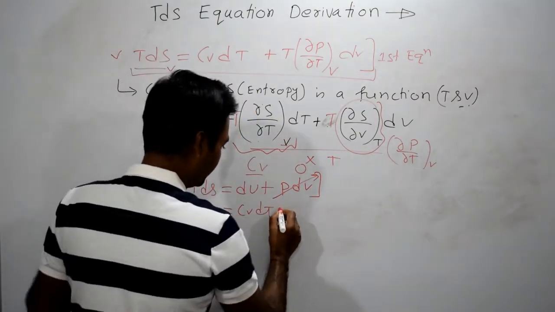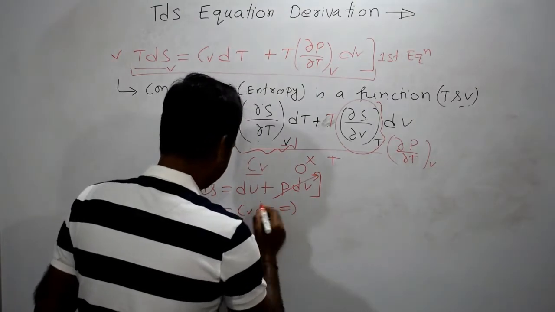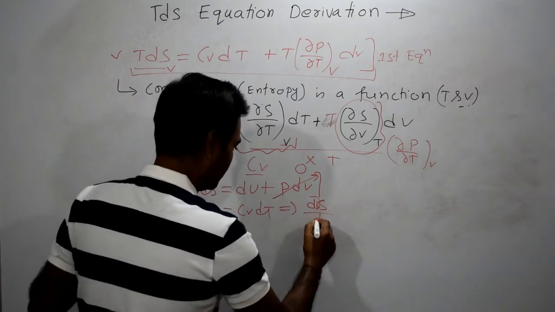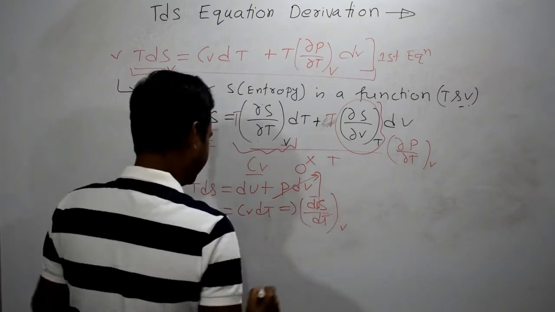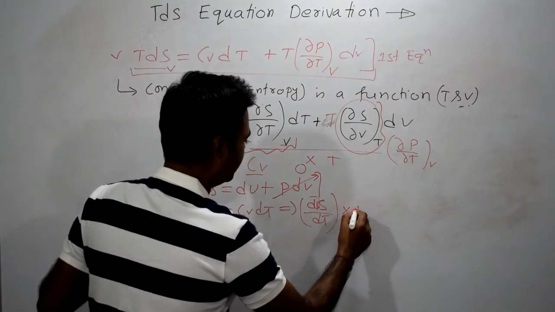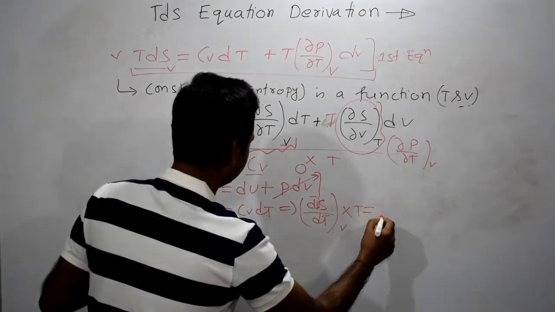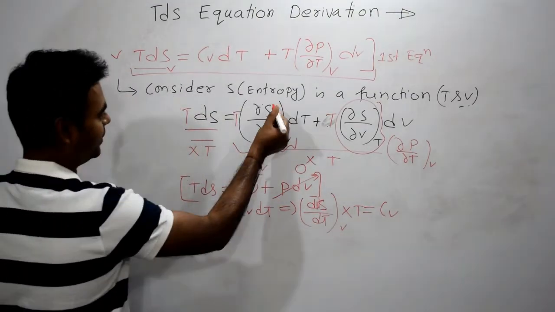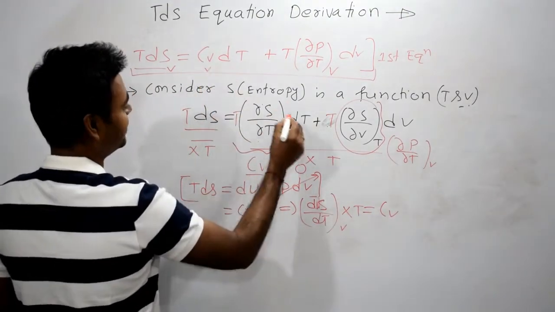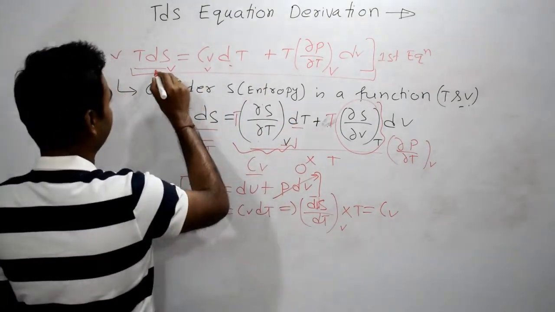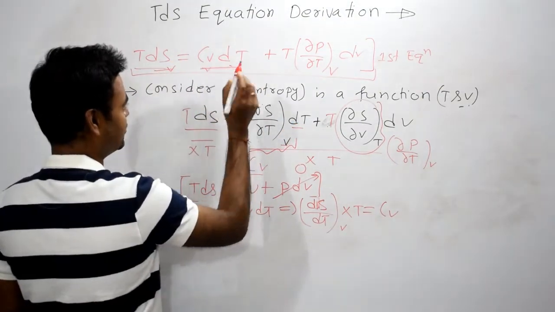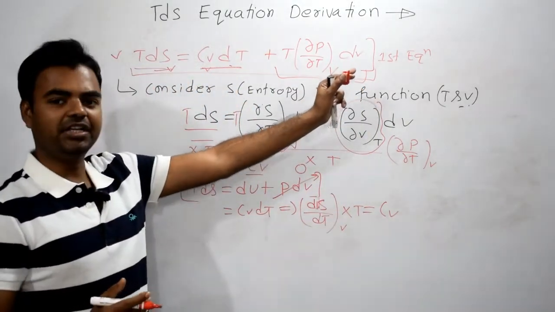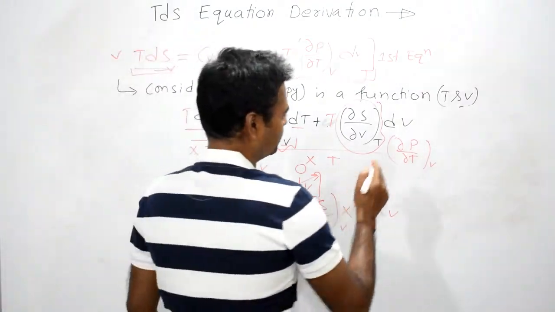So what we can write from here is (dS/dT) at constant volume multiplied by T is equal to Cv. In the place of this we have written Cv and dT. So this one already matches and this one also matches. So we have to match this one. Then we have derived the first TdS equation.